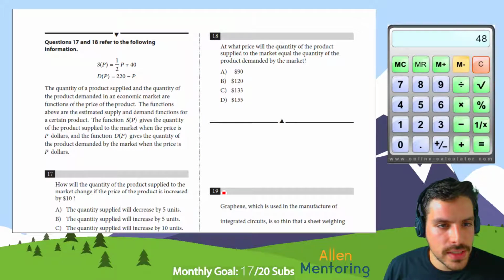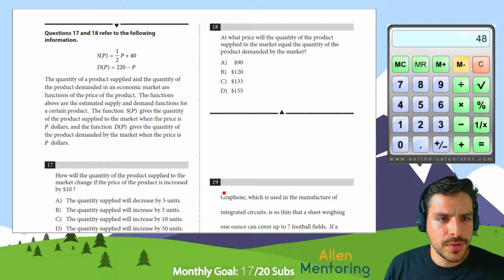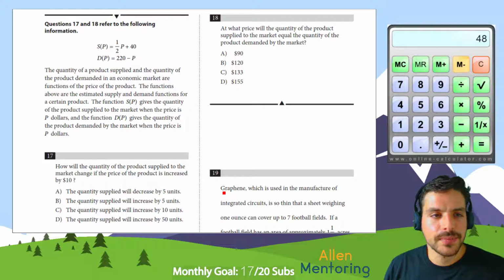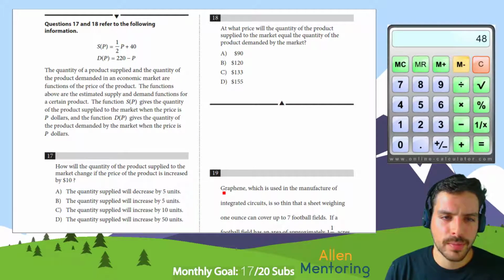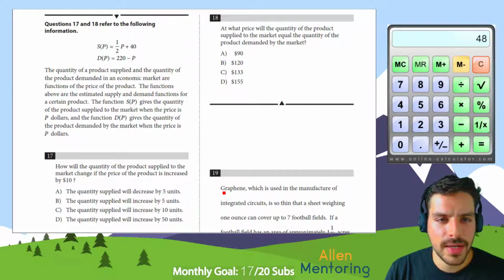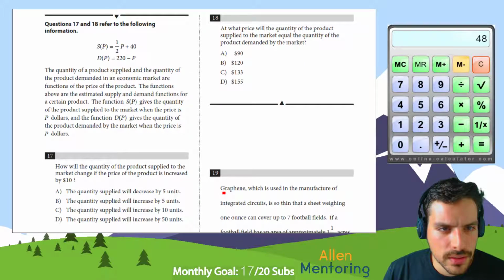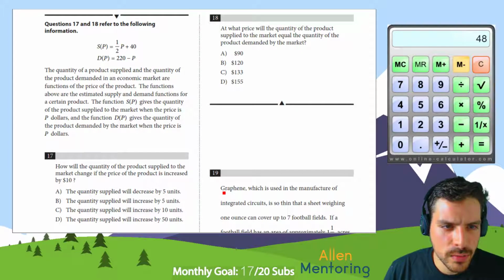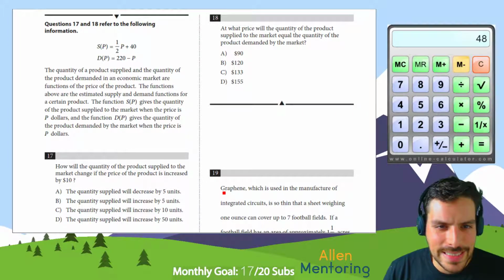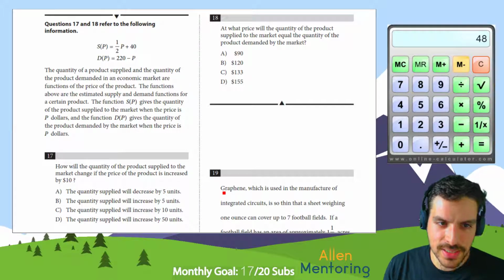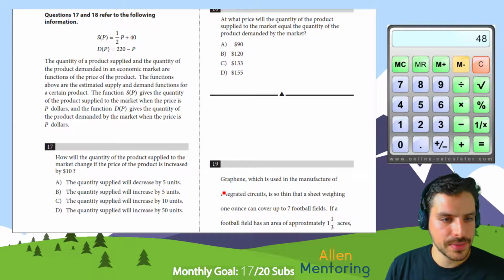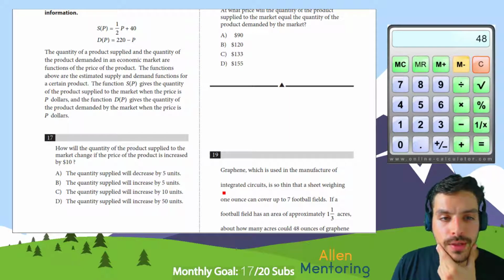Okay, 17. Refer to the following information for 17 and 18. The quantity of product supplied and the quantity of the product demanded in an economic market are functions of the price of the product. The functions above are estimated supply and demand functions for a certain product. S of P gives the quantity of the product supplied, and D of P gives the quantity demanded. P refers to the price, so price is P dollars. All right, so far so good.